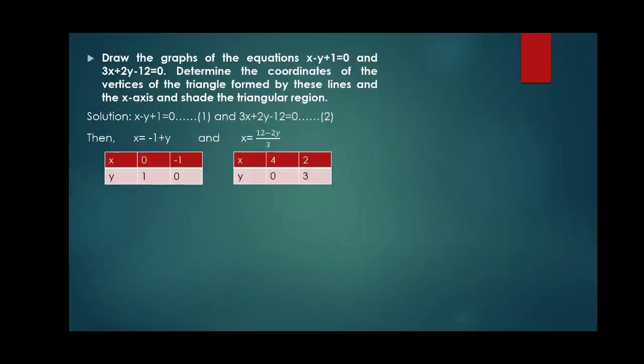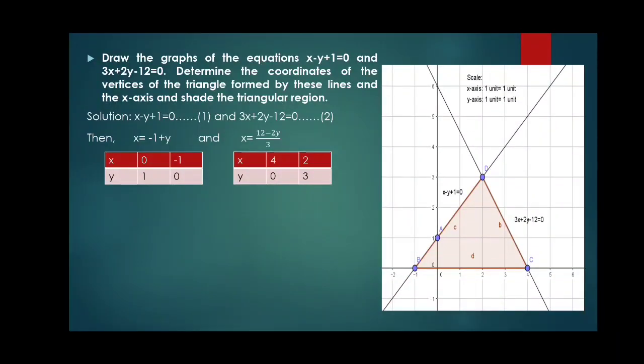So similarly, for the second equation, when y is equal to 0, 2 zeros are 0, so 12 by 3, so x is equal to 4. And when y is equal to 3, 2 3s are 6, 12 minus 6, 6, 6 by 3, 2. x is equal to 2. So these are the required points.